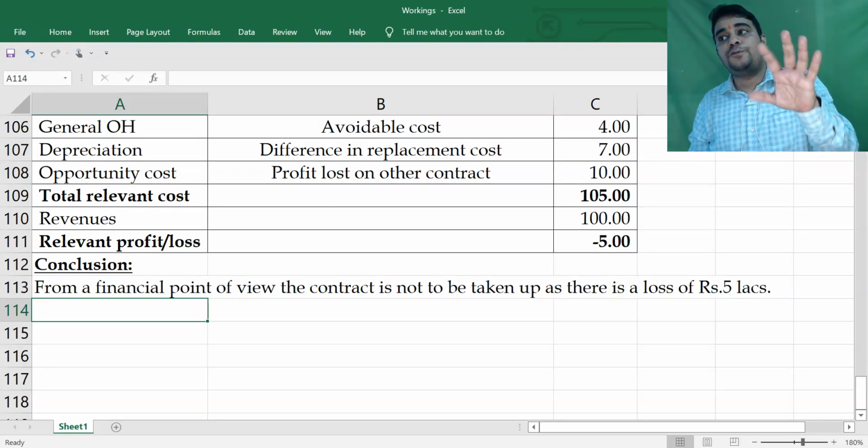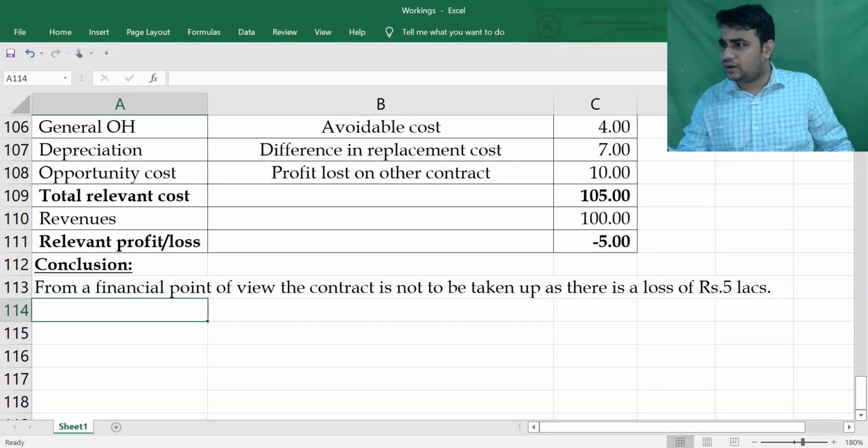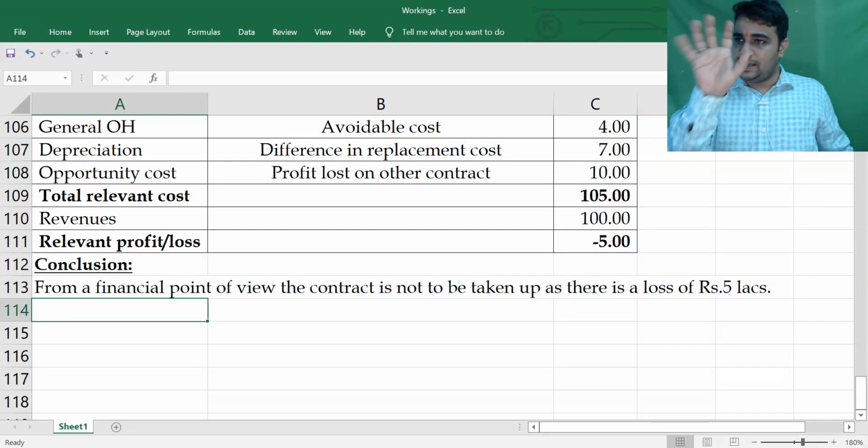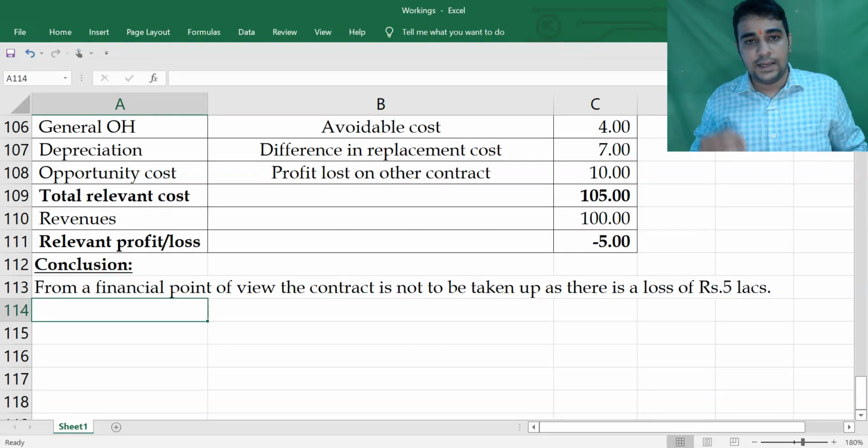Also there is a possibility of future orders with some other customers. Possibility of future orders. So everything you'll have to think logically, that's all. It is basically think logically what will happen. Because you take up this contract, is there a possibility Ranka Builders can give you some other work? Yes. Think whether that is substantial profit.